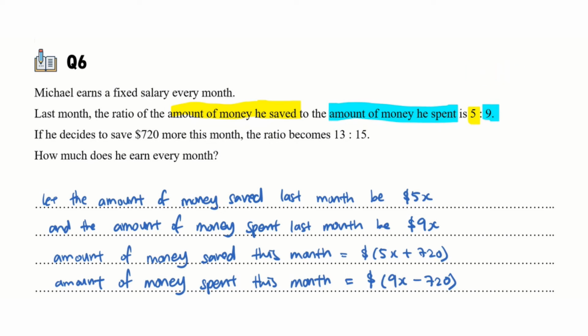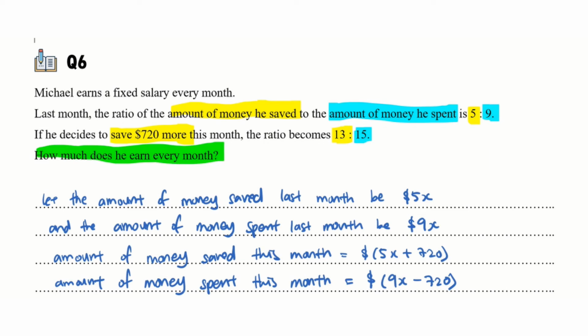Then following from there, this month itself, he decides to save $720 more, and the ratio actually becomes 13:15. It is in the same format of ratio as earlier on. So 13 is for amount saved and 15 is the amount spent. The question wants us to find out how much he earns every month.